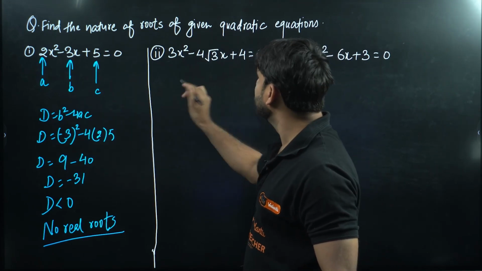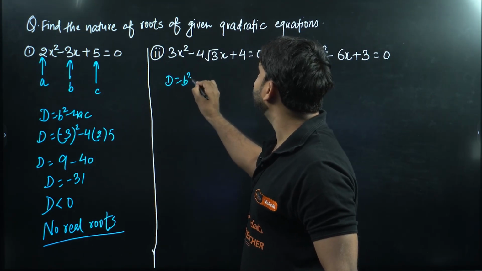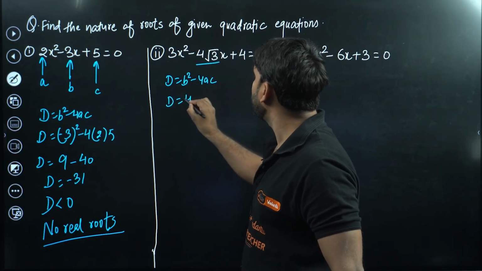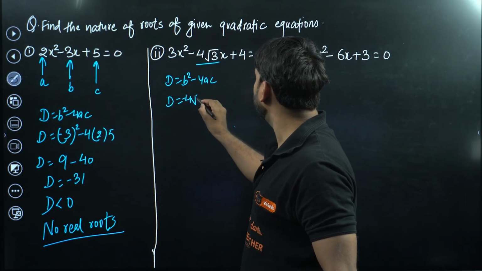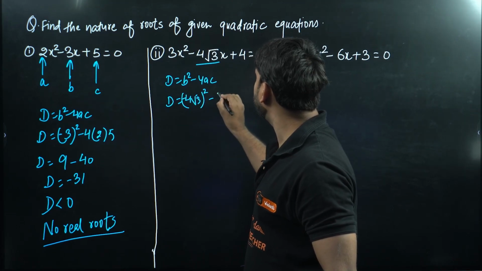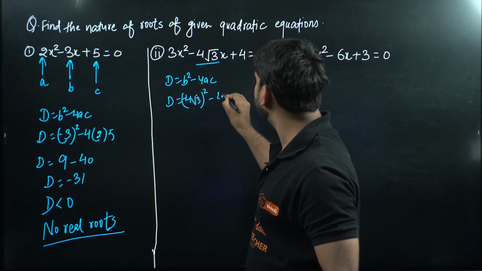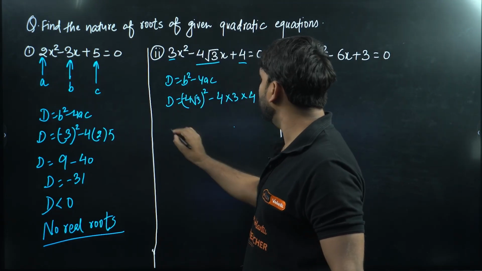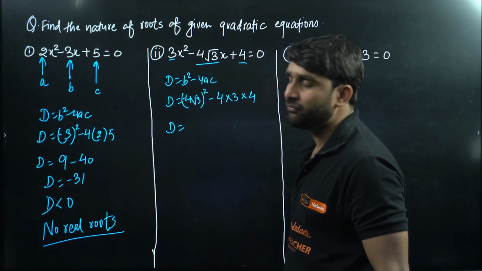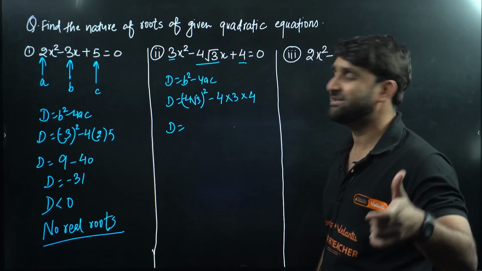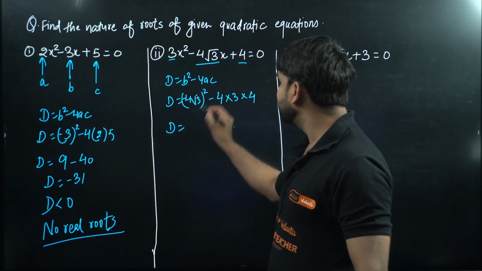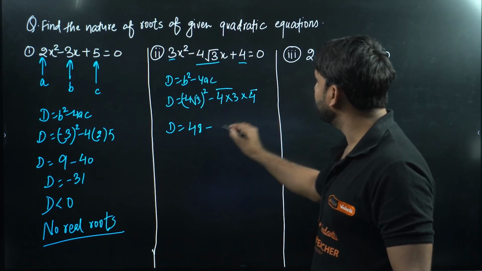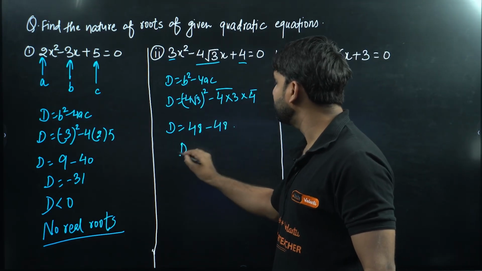Now moving to next. So again here find out D, and D has formula B square minus 4AC. So B is equal to minus 4 root 3, so D is equal to minus 4 root 3 whole square minus 4, A is 3, and C is this 4. Solve this. So minus 4 root 3 whole square will be what? 4 square will be 16, and root 3 square will be 3 only. So 16 times 3 is 48. And here also 4 times 3 is 12, and 12 times 4 is 48. Wow! 48 minus 48 will be 0.